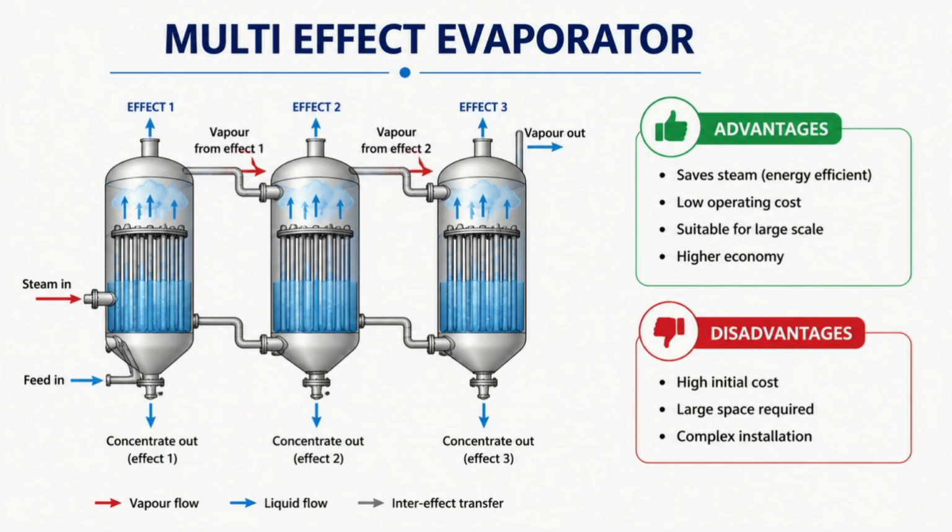So this process generally reduces the fuel consumption here. So multiple effect evaporators are used in large scale industries where energy saving is very important. So one advantage is the economical operation due to steam reuse. Another advantage is high production capacity. However, installation cost is high and the operation is complex. So these multiple effect evaporators are highly efficient systems for industrial evaporation.